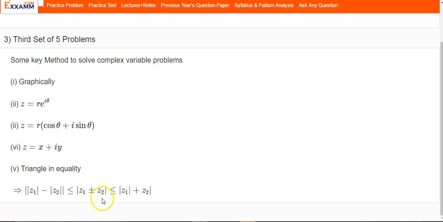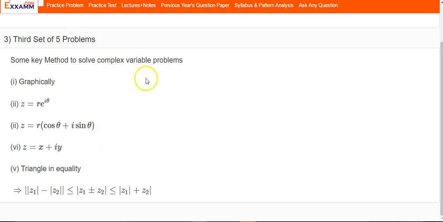So these are some of the methods to start, and wherever possible we should use these methods in this order only. We should think along these lines. We should not straight away jump to z equal to x plus iy and start solving the problem, or try to put r e to the power i theta. I have given you some of the ways by which we approach complex variable problems.